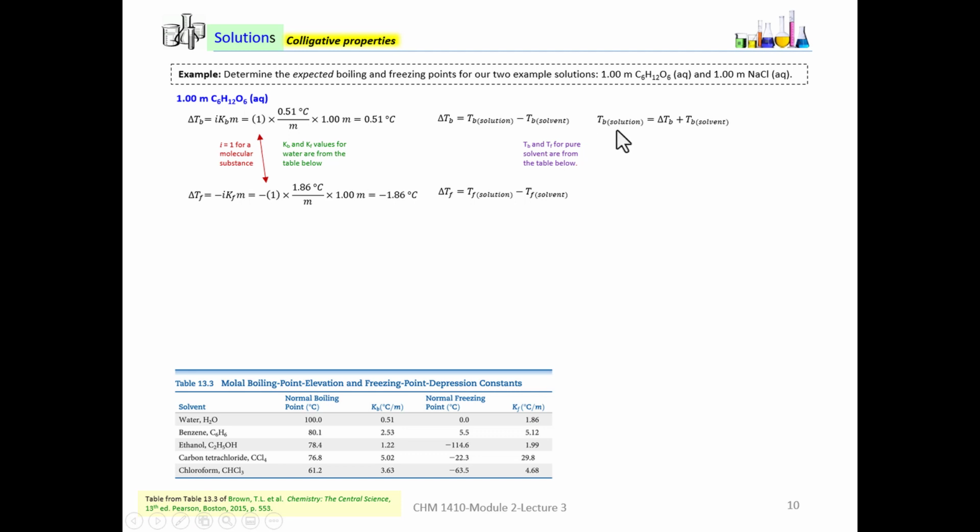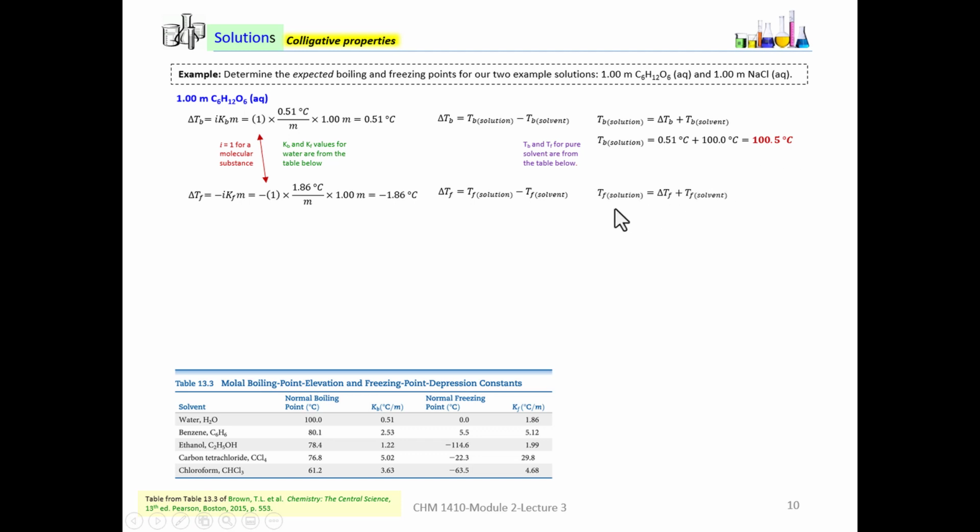So if we rearrange this equation and solve for the boiling point of the solution, it would of course be the boiling point elevation added to the boiling point of the pure solvent. And in this case, the whole calculation appears trivial because we know the boiling point of the water is 100, and if it goes up by 0.51, which we calculated here, that means the boiling point of the solution would be 100.5.